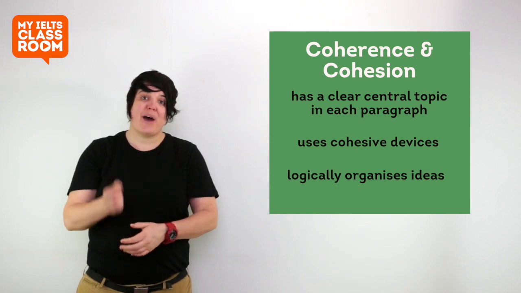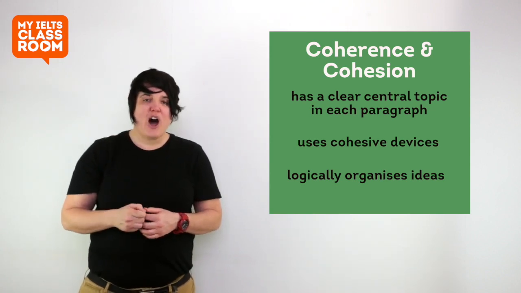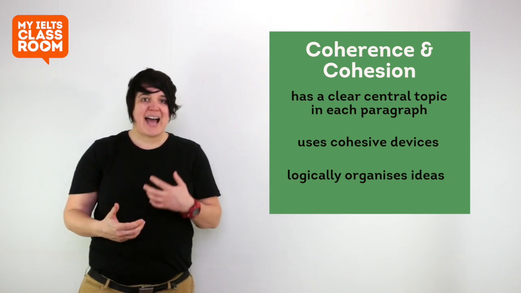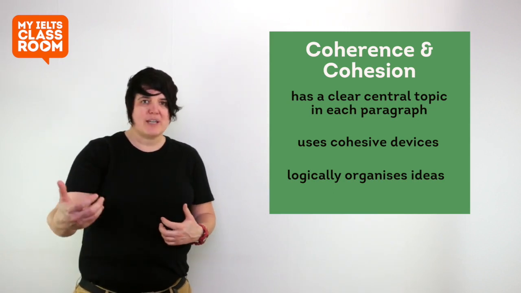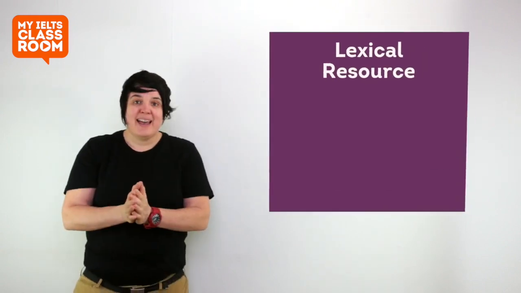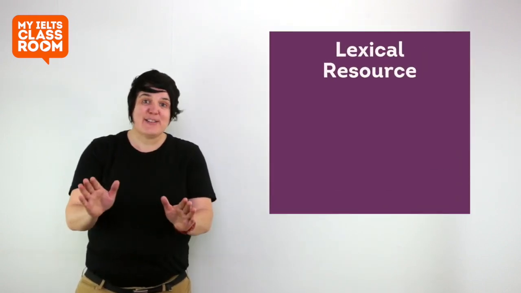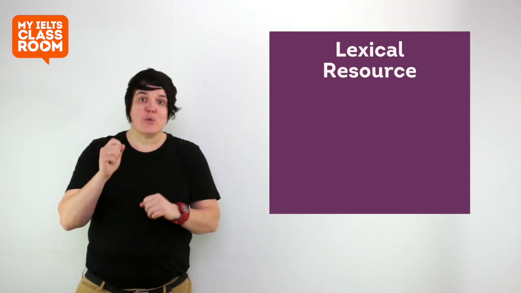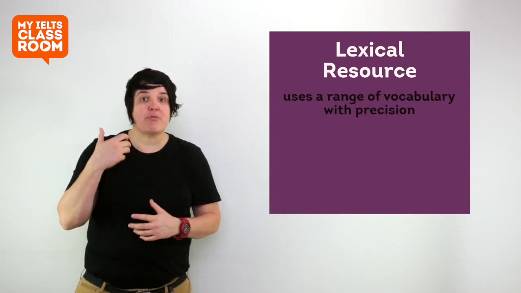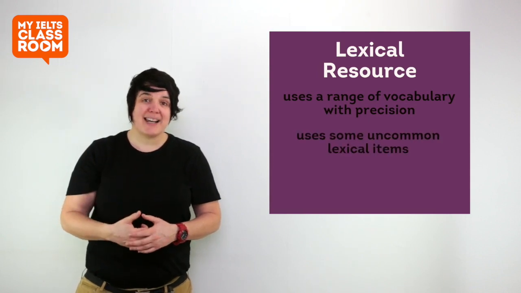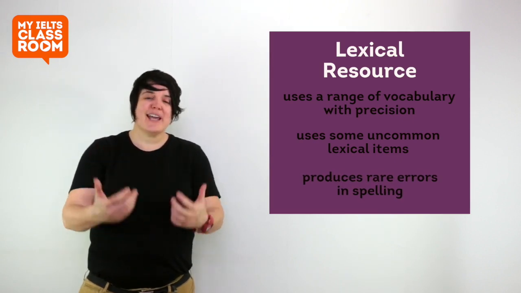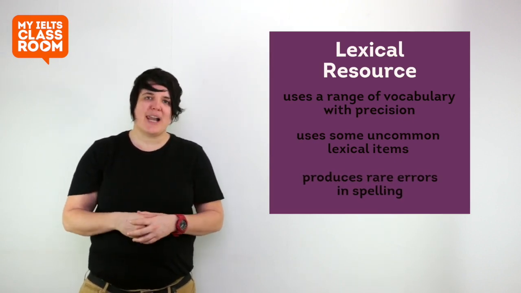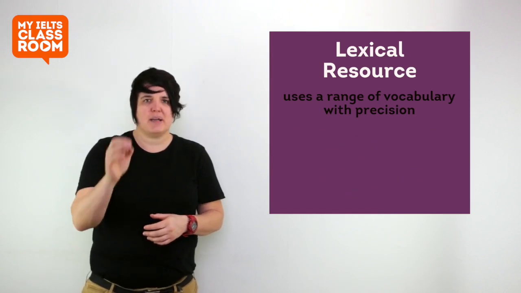And finally, we have to logically organize our ideas. We saw in task 1 how important that is. And I think every type of essay has a different logical organization. So we will need to look at this in more detail in future videos. Let's move then to lexical resource. And actually, this is exactly the same as task 1. We need to use a range of vocabulary with precision, use some uncommon lexical items, and produce rare errors in spelling. So, like in task 1, we need to use our language with precision and flexibility.